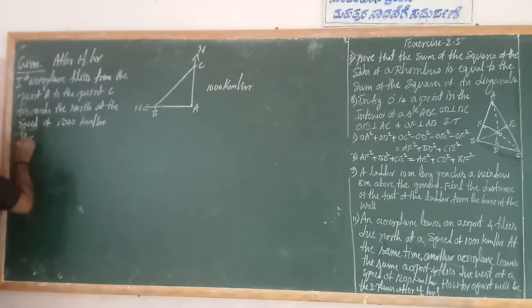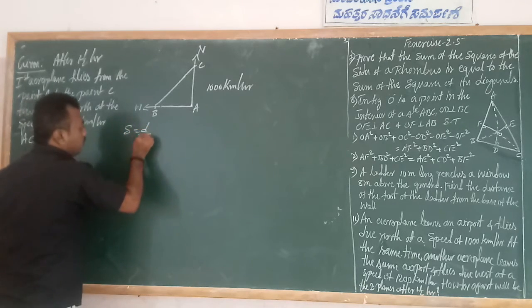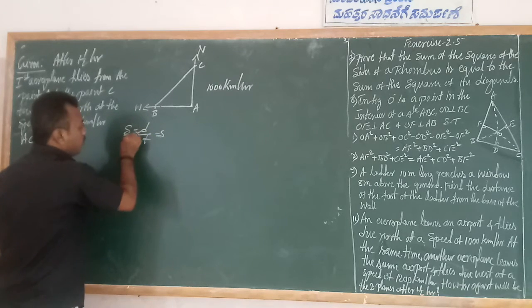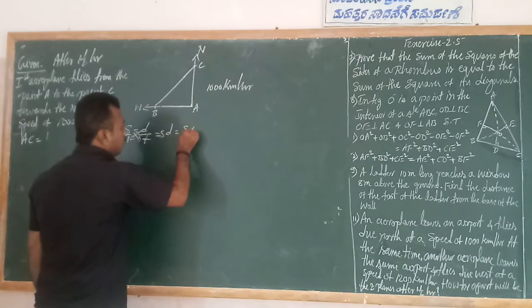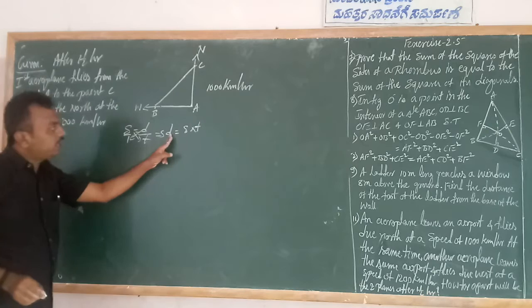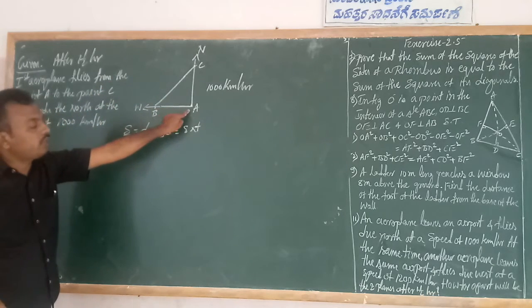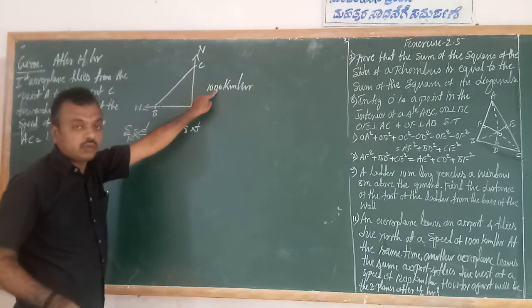So we want to calculate AC. We know the speed formula, S is equal to d by t. So we have to calculate the distance, therefore d is equal to S into t. So we want to find the distance from A to C. The first aeroplane flies from the point A to the point C at the speed of 1000 km per hour.